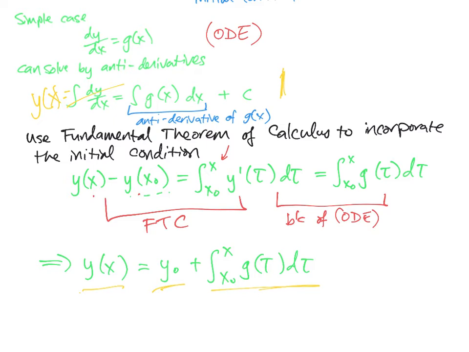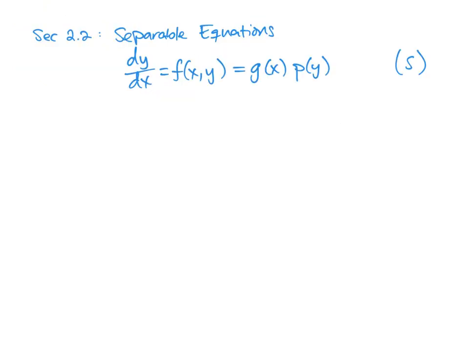Now, can we do a little bit better than that? Can we find something that's slightly more complicated than only having x's on the right-hand side? So the answer is yes, we can consider a slightly more complicated form, and that is section 2.2 on separable equations. So a separable equation is what I have written out here, and in this case, we took the general equation that I wrote at the very beginning of the video, where we have our first derivative equals some function of x and y.